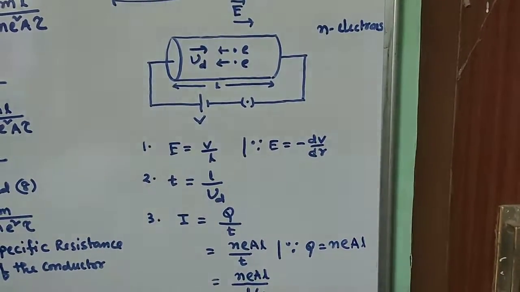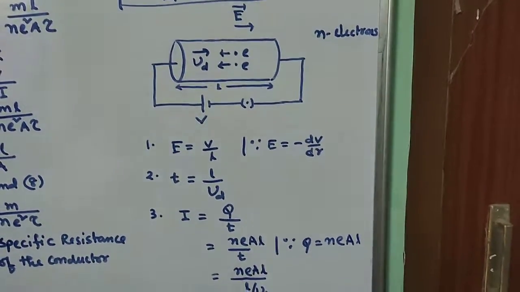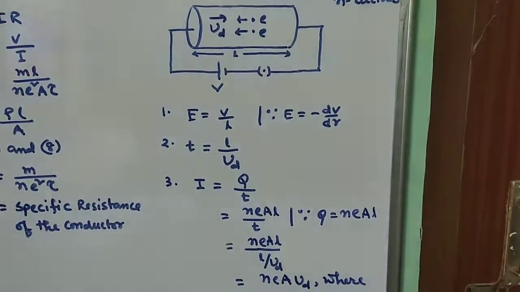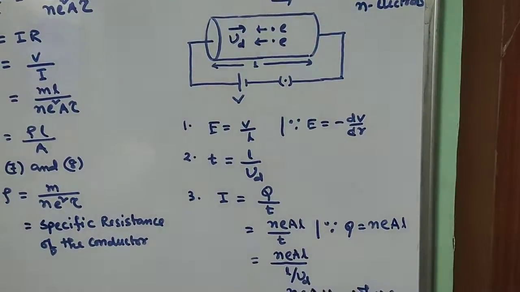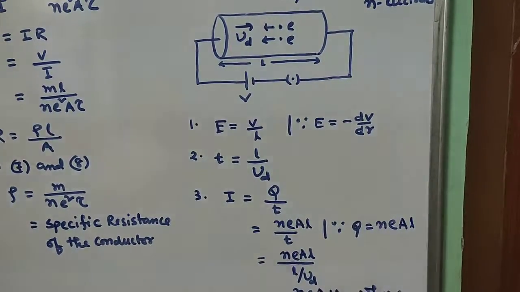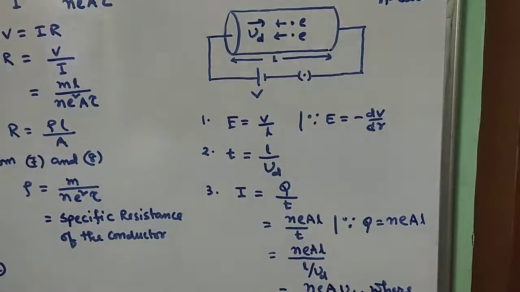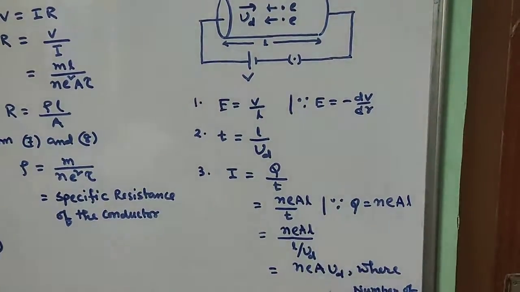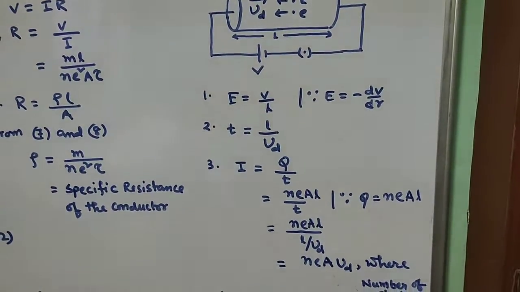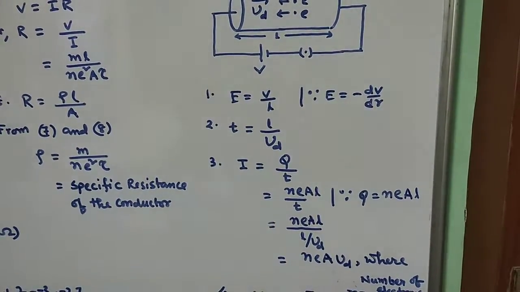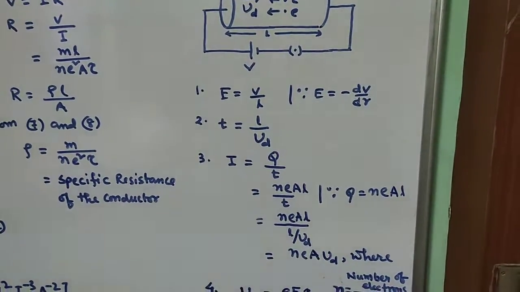So Q is the total charge, and n is the number of electrons per unit volume, so Q is nALe. Here we are considering the magnitude of the charge of the electron; otherwise you can use minus e in place of e. So in nеAL by t, in place of t we use L by Vd. On simplification you get I equal to neAVd. This is the expression for the topic, the relation between current and drift velocity.